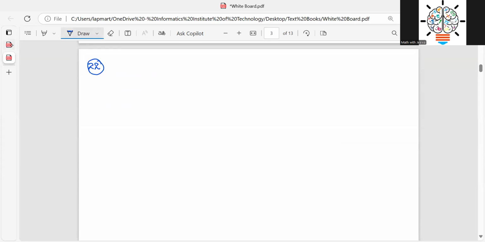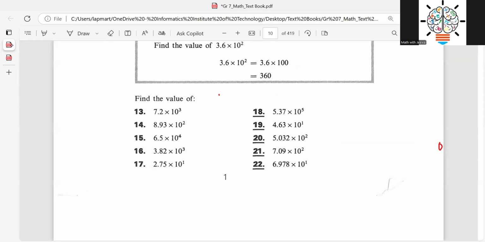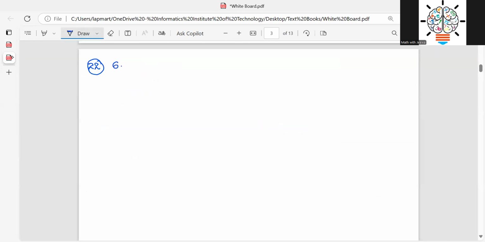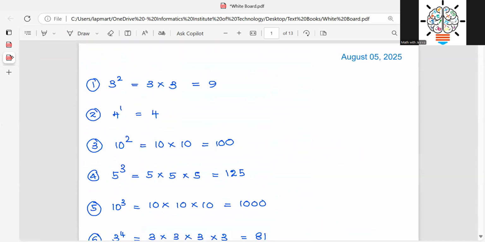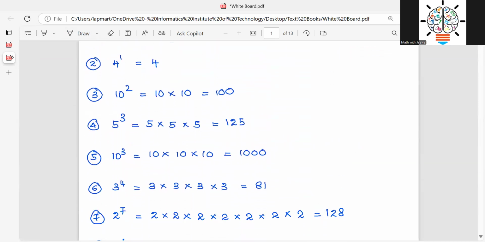Question number 22. It is 6.978, 10 to the power of 1. So that is 10. Then when I multiply 6.978 by 10 to the power of 1, that is 69.78. Right? So that is all about your answers, the homework answers. You just see how I wrote the answers, right?